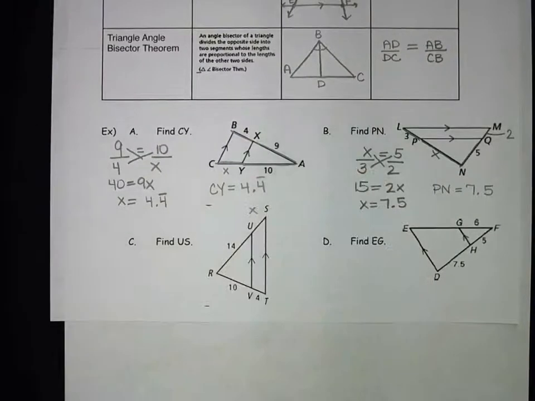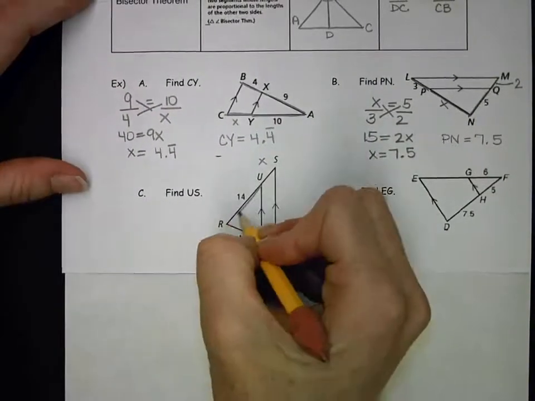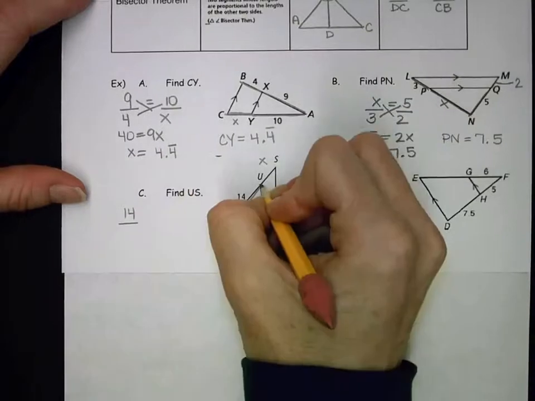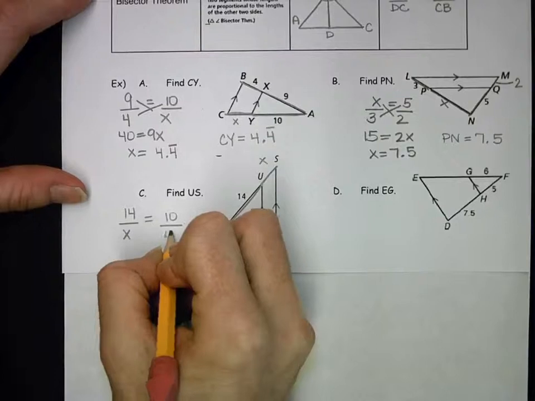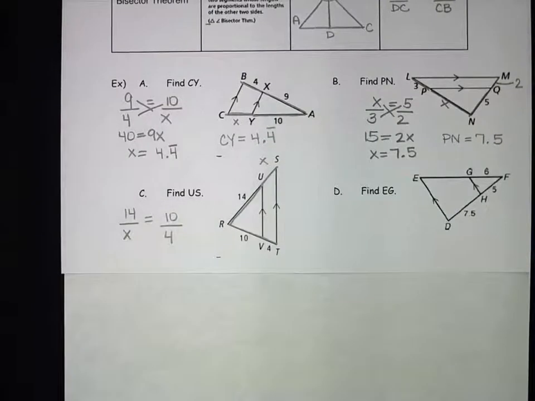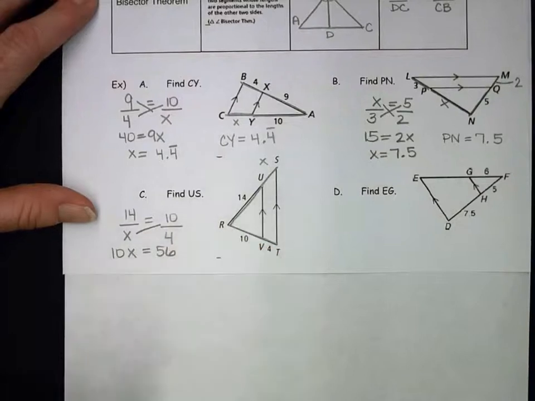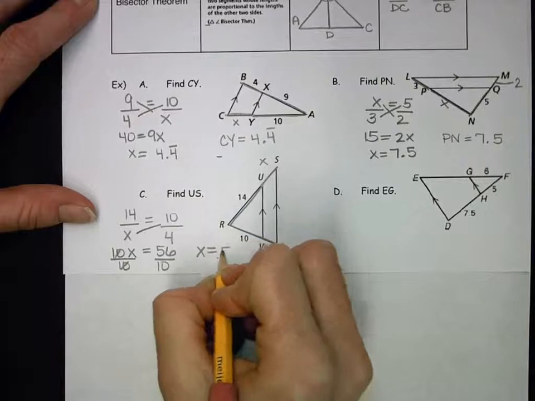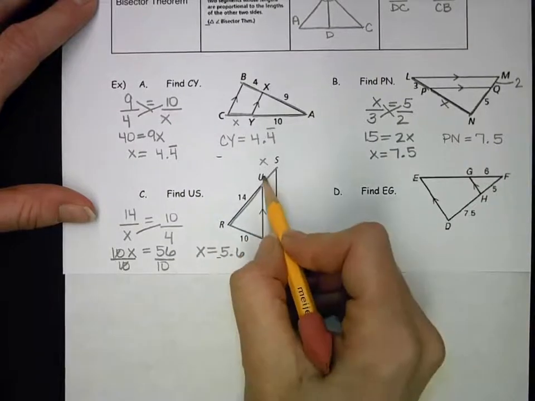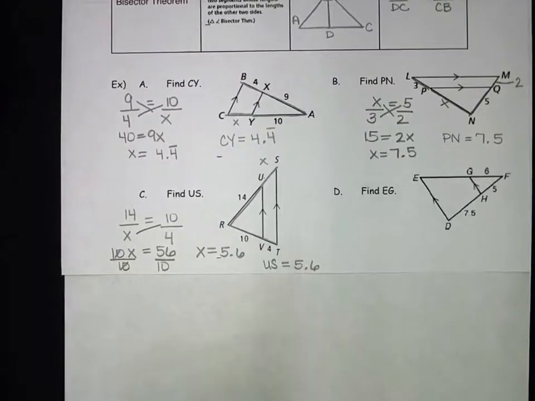On our next example, we need to find US. So I'm going to call US X. And again, I'm going to use my triangle proportionality theorem to set up some proportions. So we're going to say 14 over X equals 10 over 4. When we cross multiply, the first thing we do is 10x equals 56. And I'm going to divide by the 10. X will be 5.6. Once we get X, X and US are the same, so US will also be 5.6.